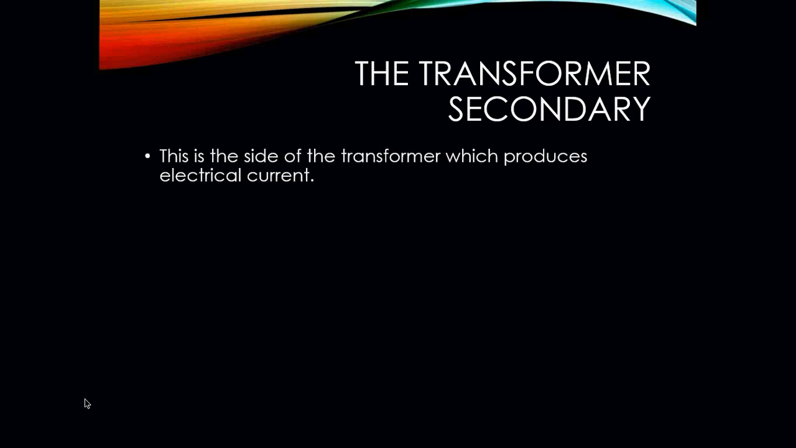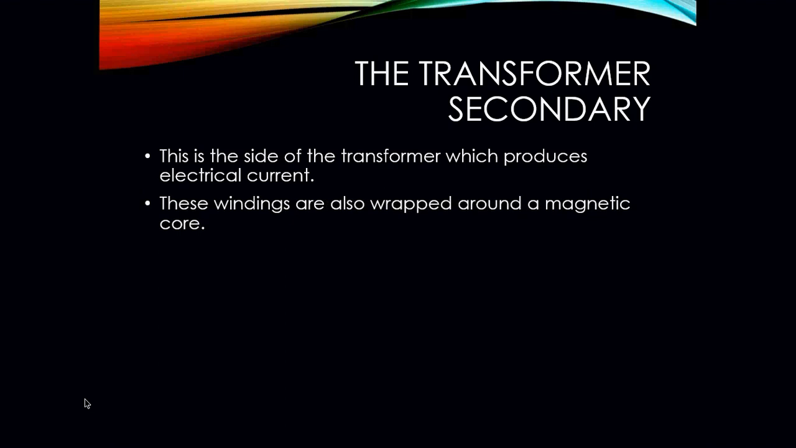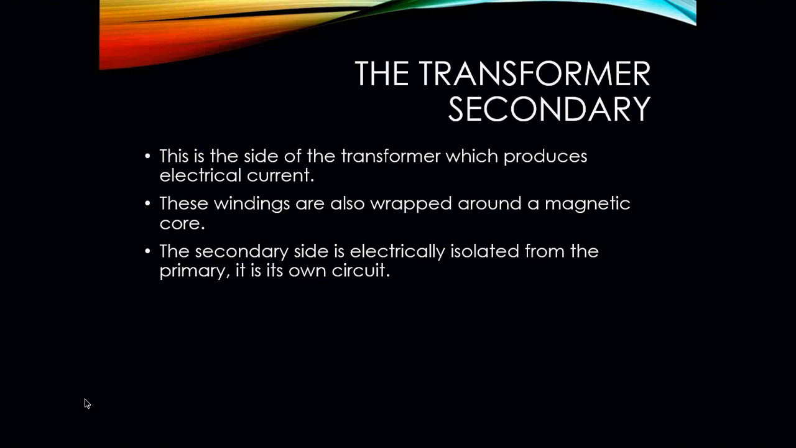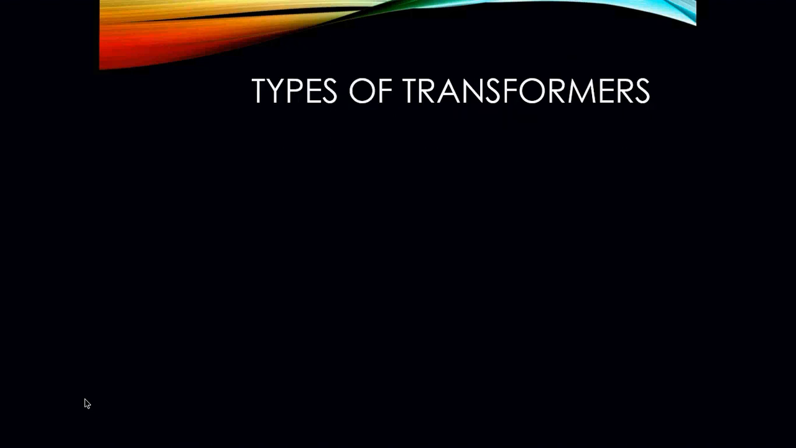of my transformer. The secondary side of the transformer is what reduces your electrical current. And these are the windings that are also wrapped around a magnetic core. Okay, the secondary side is electrically isolated from the primary and it is its own circuit. When we are troubleshooting a transformer, we need to make sure that we troubleshoot both the primary side of the transformer and the secondary side of the transformer all by themselves, because those two windings do not touch each other in any way. It is all done through that magnetic field that is being generated.